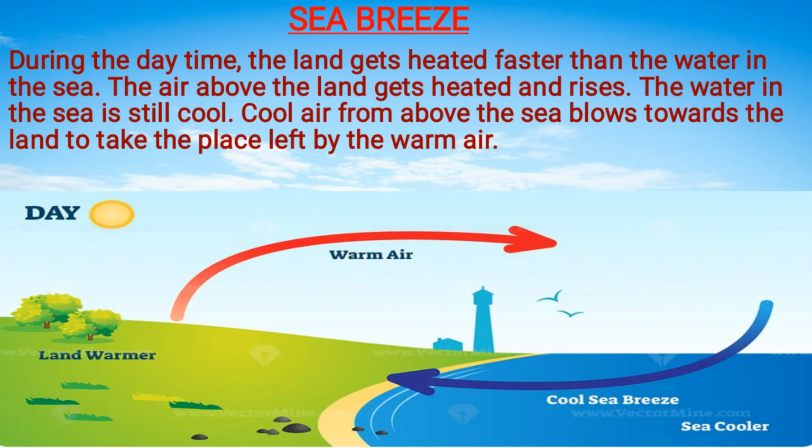So, during the daytime, the land is heated faster, and the air above the land gets heated and rises. At that time, the sea water is still cool, and cool air from above the sea blows towards the land. This process is known as sea breeze.